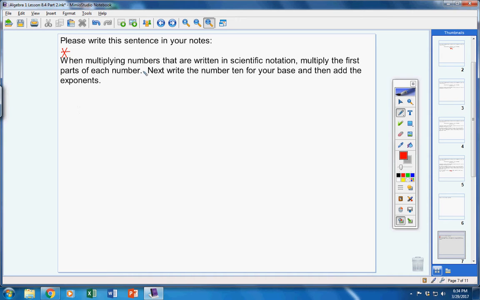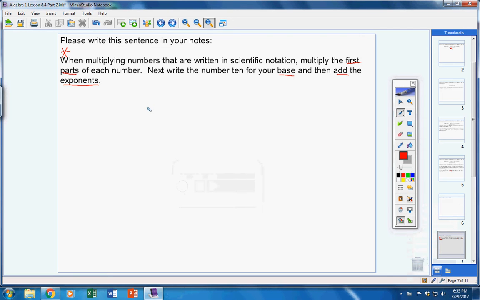When multiplying numbers that are written in scientific notation, you listen carefully. Multiply the first parts of each number. Then write the number 10 for your base and add the exponents. Please copy that down, and then I'm going to show you exactly what I mean. And I think you'll find this really, guys, pretty simple. Okay? Alright, here we go.